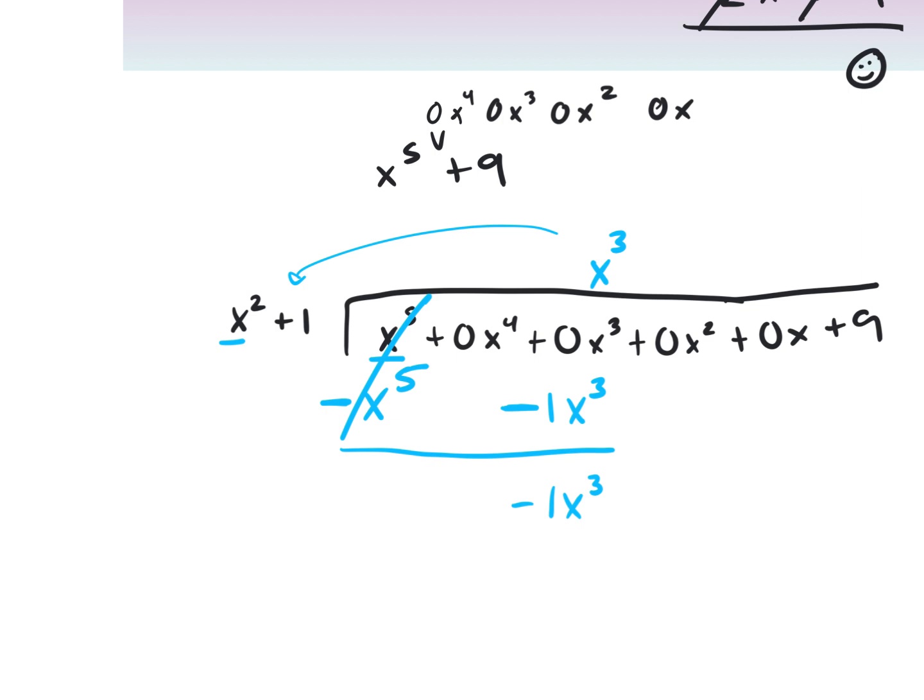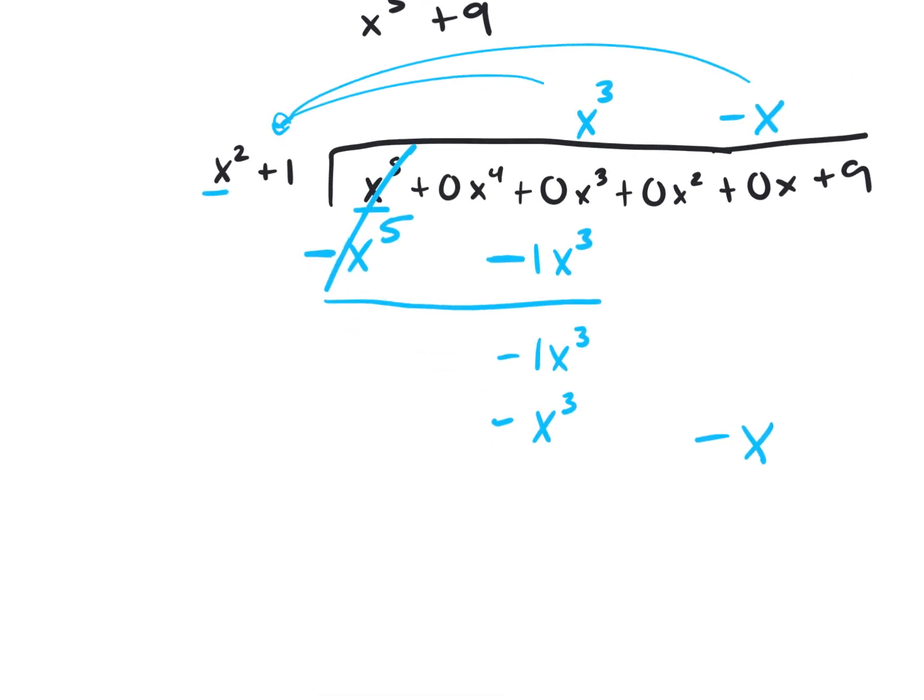Now we're going to divide again. What's negative 1x to the 3rd power divided by x squared? Negative x. So I'm going to write that on top of my x term. Just keep everything in line. Negative x times x squared would be negative x cubed. Negative x times 1 would be negative x.